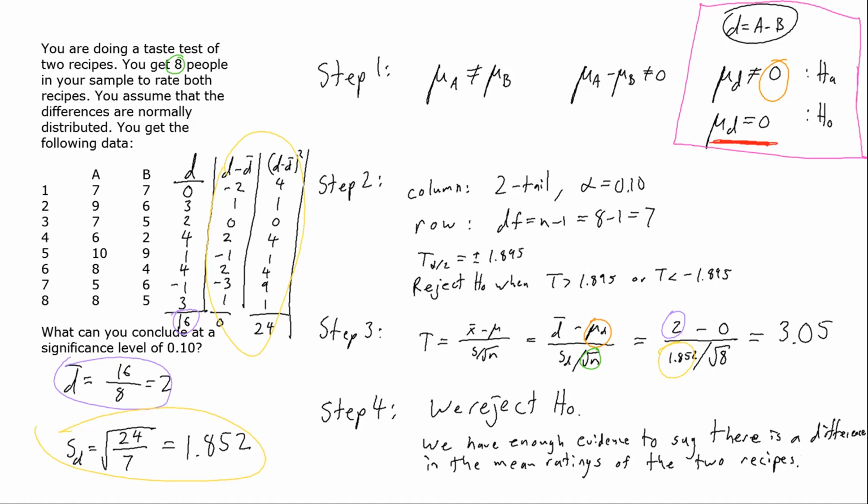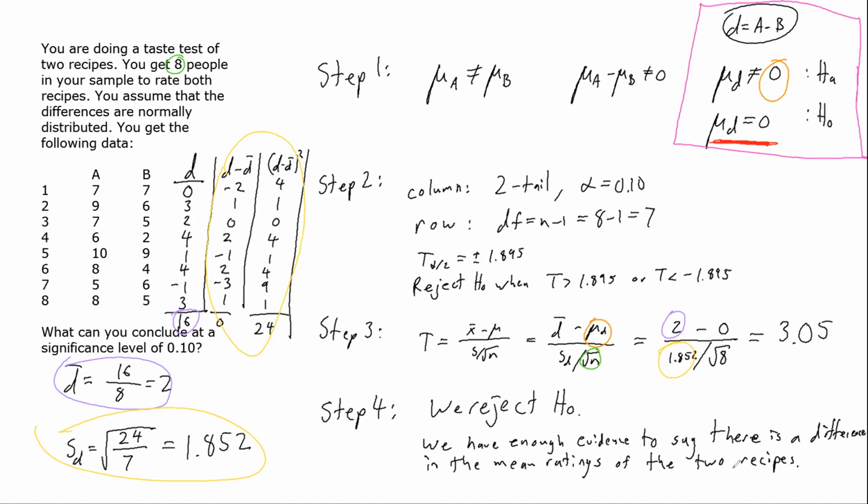We are convinced there's enough evidence. In particular, if we look at what happened, recipe A was better than recipe B. Everyone rated recipe A better than recipe B except for 2 people, one of whom said it was a tie, and the other who rated recipe B better just by a slight bit. Overall, the consensus was recipe A is the better recipe, and there's enough evidence here to say that that's actually convincing.